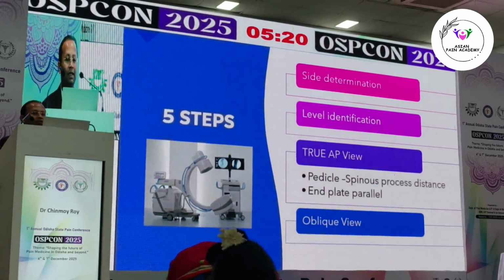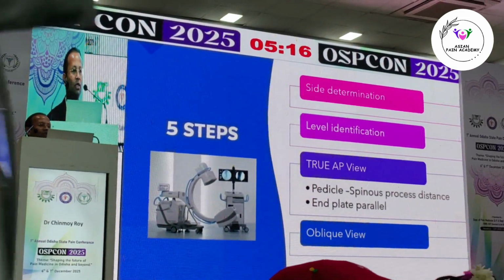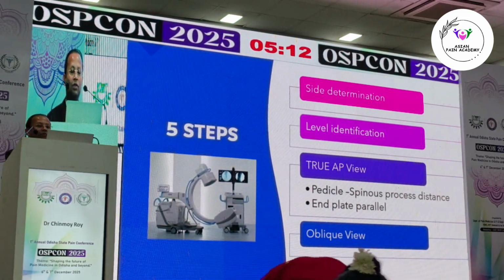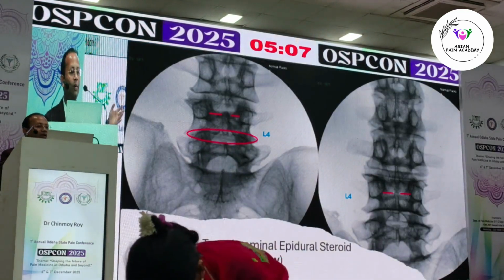Third step is true AP view. So what is a true AP view? Pedicle to spinous process distance should be equal and the end plates parallel. And the fourth step is oblique view. So what is our aim actually? Our aim is to make a Scottie Dog view.